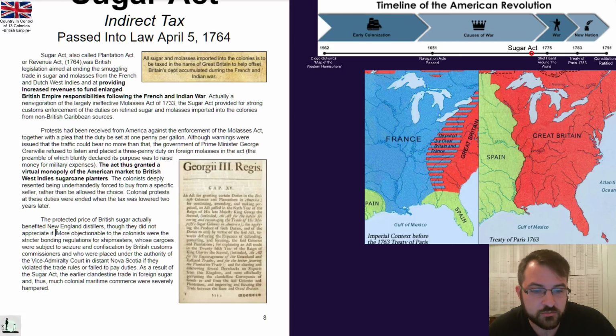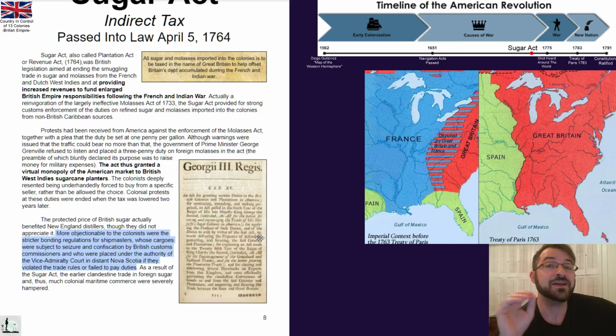More objectionable to the colonists was stricter bonding regulations for shipmasters, whose cargoes were subject to seizure and confiscation by British customs commissioners, and who were placed under the authority of the Vice Admiralty Court in distant Nova Scotia if they violated the trade rules or failed to pay duties. Let's translate that, shall we?